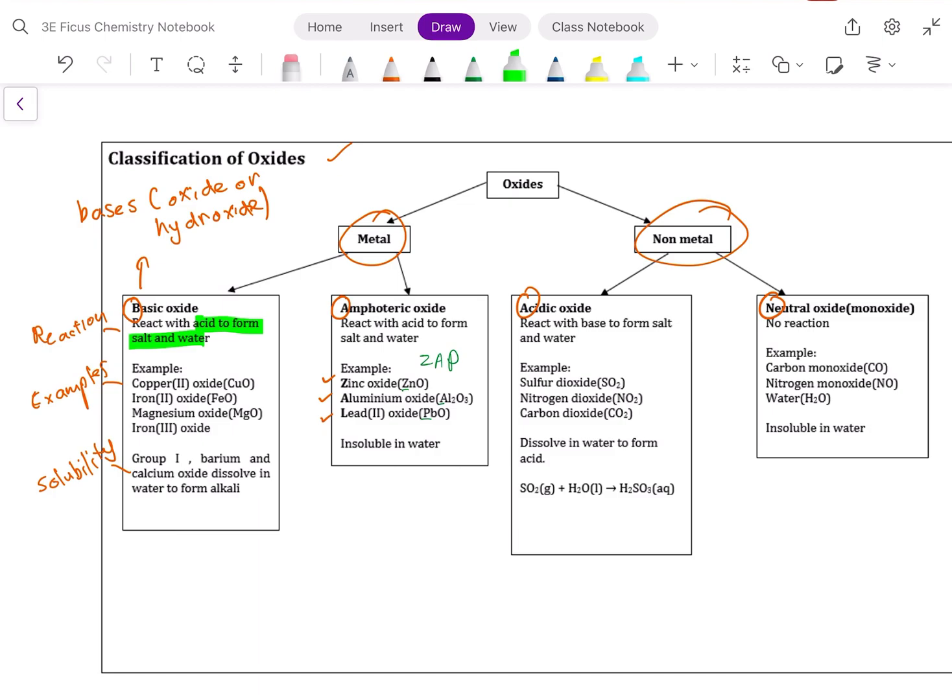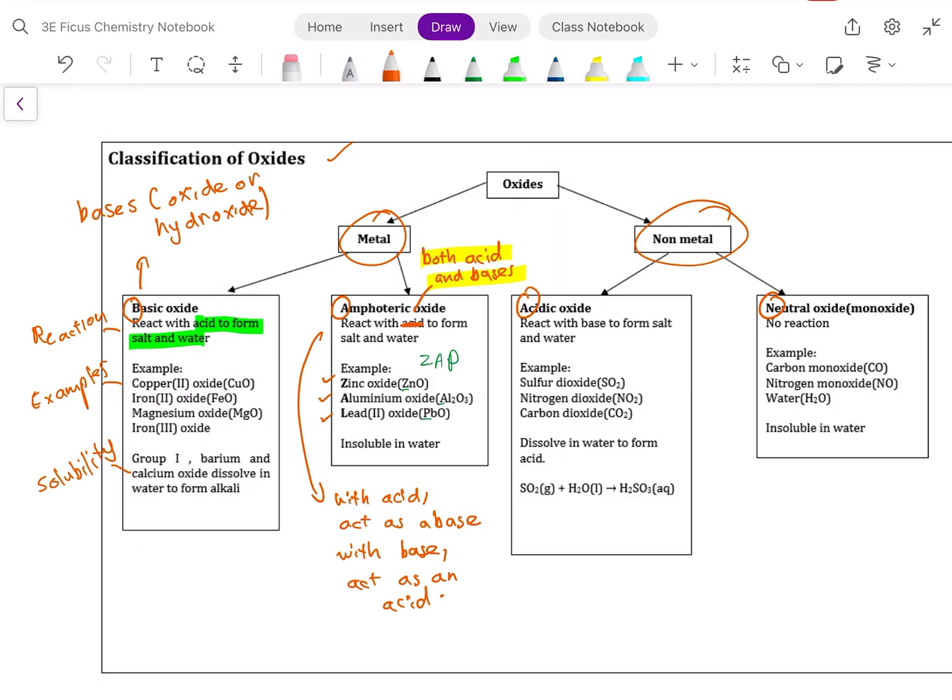But the amphoteric one, there's a typo. I want to change this part to react with both acid and bases. Important. Please change. So the key thing here is both acids and bases. With an acid, it acts as a base. So I add on down here to elaborate a bit. With an acid, it acts as a base. Then when it's with a base, it acts as an acid.